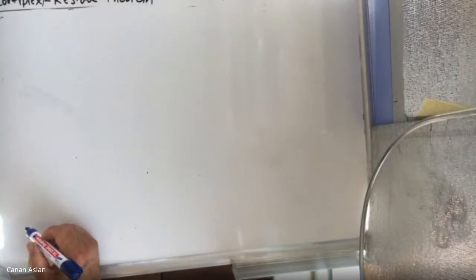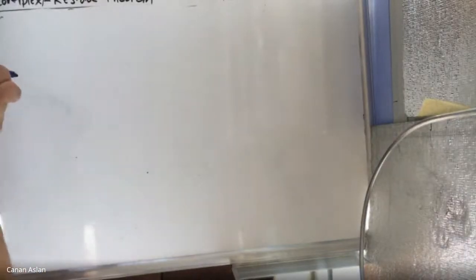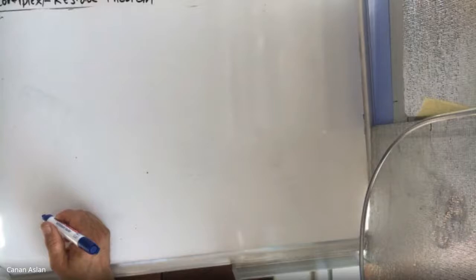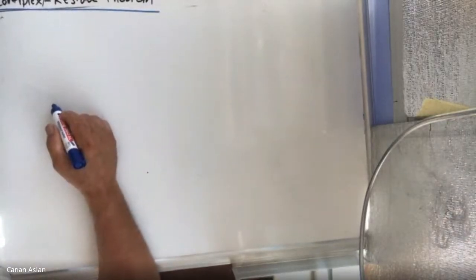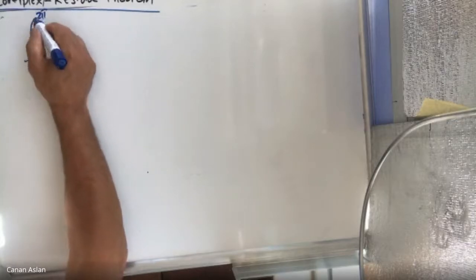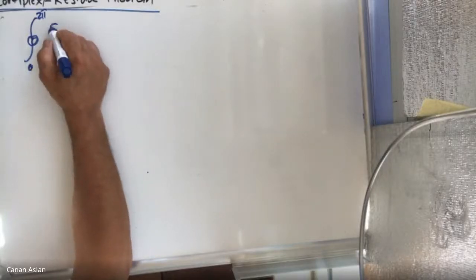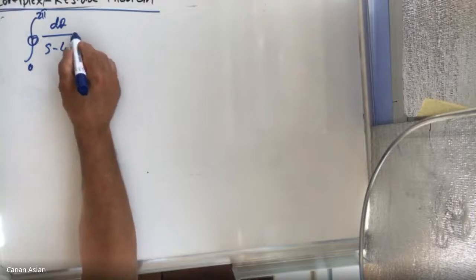So now we will start calculating integrals by using residues, and you will see why we have to learn all these things. Suppose we have to get this integral from 0 to 2 pi, a closed integral, d theta divided by 5 minus 4 cosine theta.